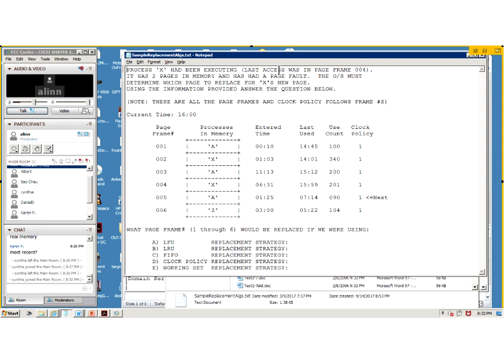Process X had been executing. The last was in frame 4. Okay. It has 2 pages in memory, and it had a page fault. The OS must determine which page to replace for X's new page, using the information provided below. So we have the time it was entered, we have the last used time, we have the use count, and we have our clock policy with our pointer right here. So the least frequently used replacement strategy would replace what?